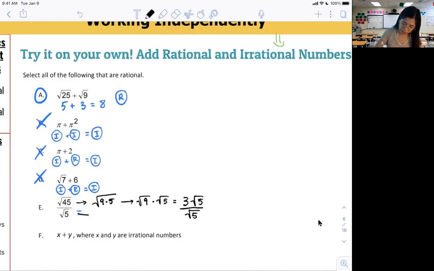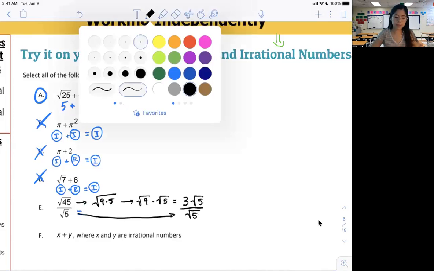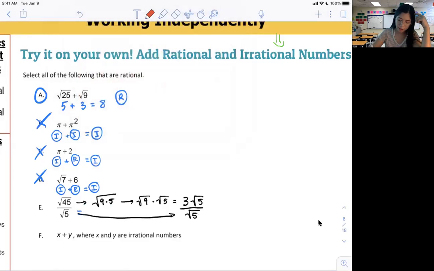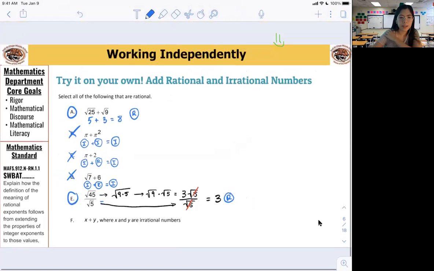I'm just bringing this 5 right along. Well, what happens here with the square root of 5 on the top and on the bottom? They cancel out, and I'm left with just 3. So rational. This one, don't worry about that. We haven't gone over this. We'll do that in just a second. But that does end up being rational.